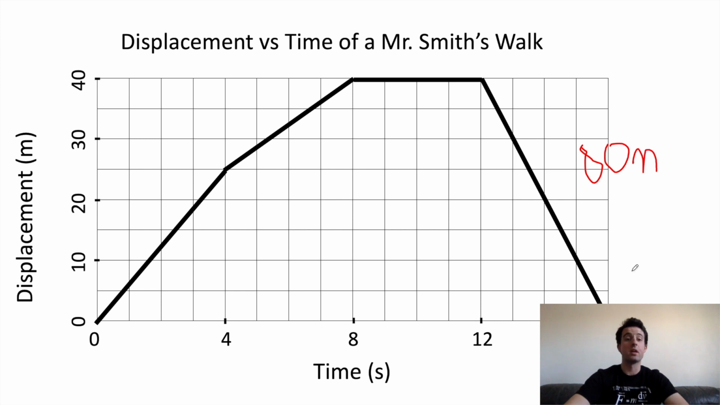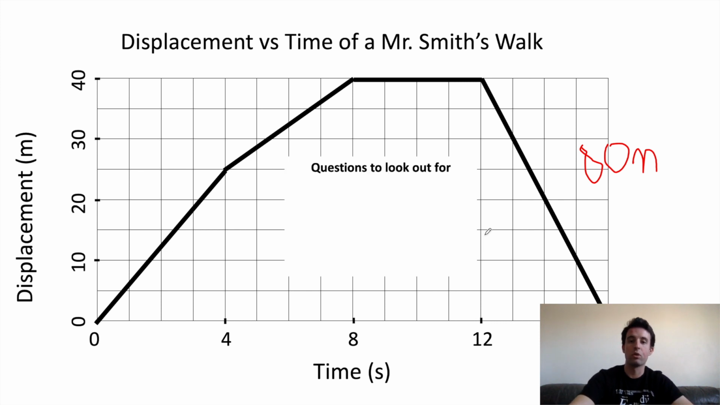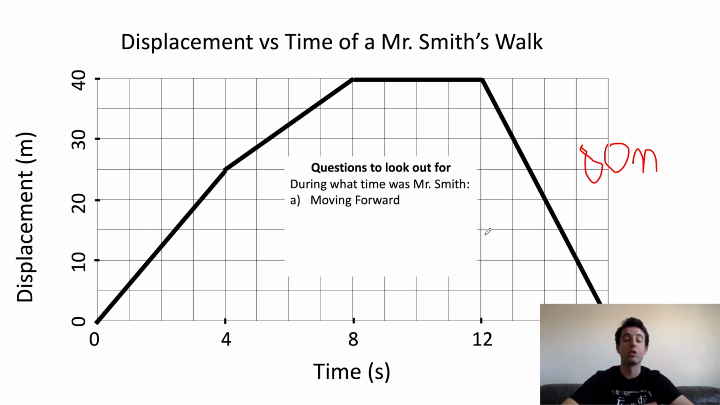Now, this is a great example of what a graph will look like on your test coming up on Friday. Here's a great example on the screen of some of the questions you'll see. It says questions to look out for. These are all going to be phrased as during what time was Mr. Smith? And then here's where the questions are going to come in. So for A here we have moving forward. So at what times or during what length of time was I moving forward? Part B is asking what time was I moving backwards? C says moving the fastest. D says moving the slowest.